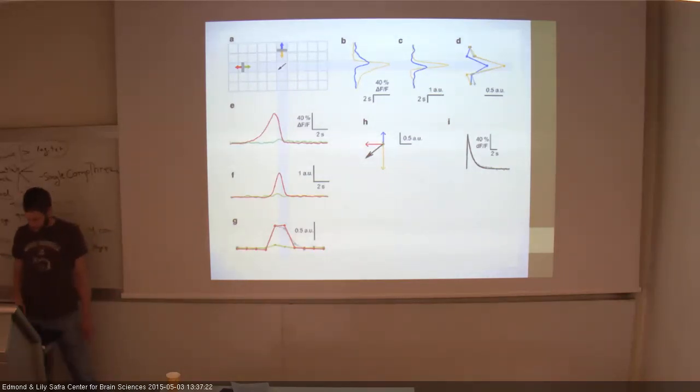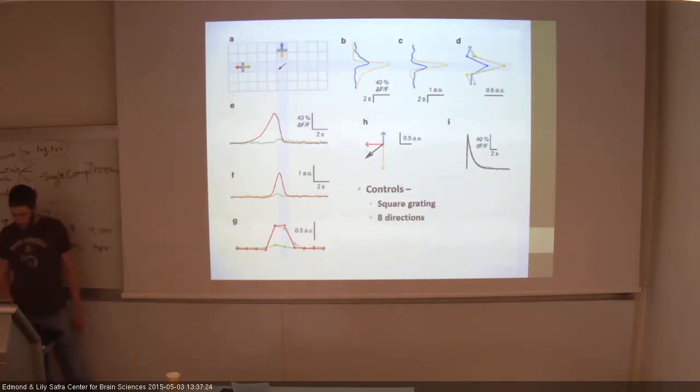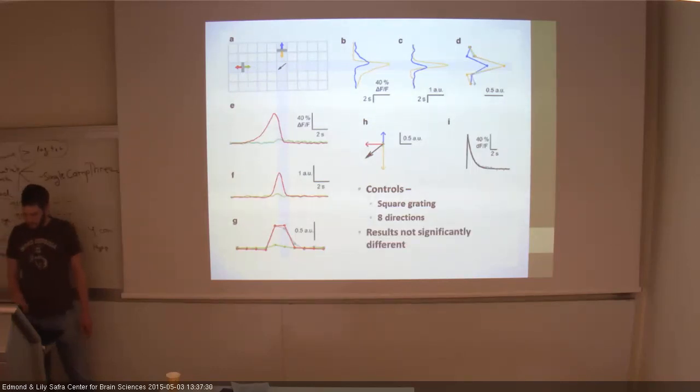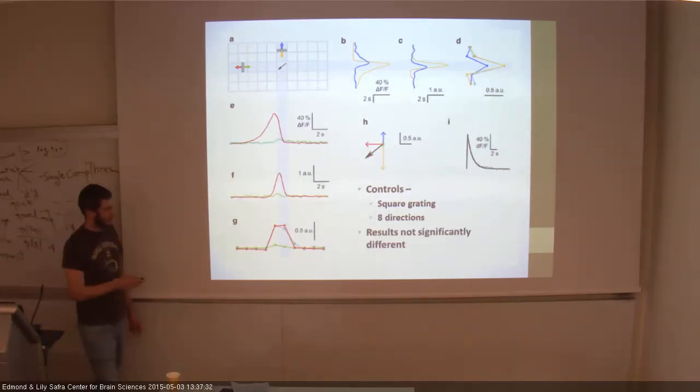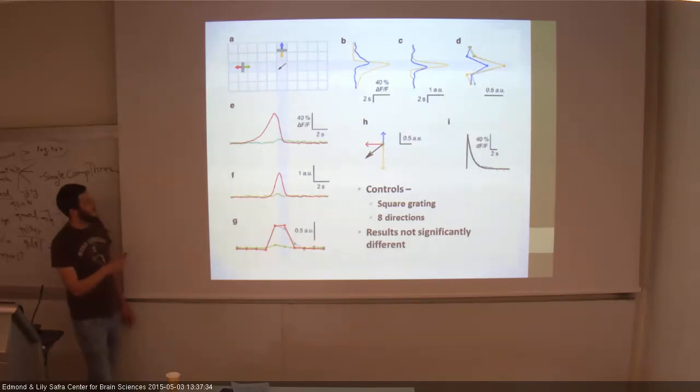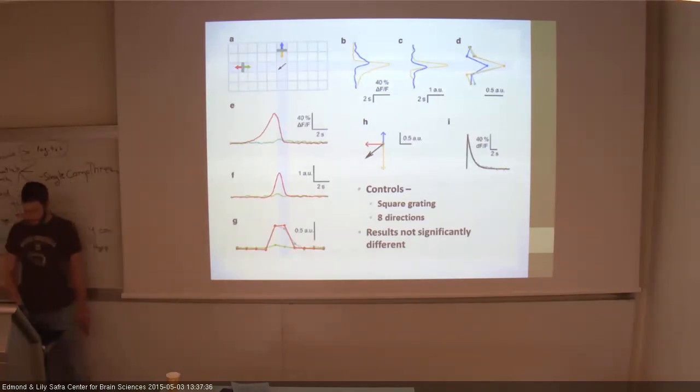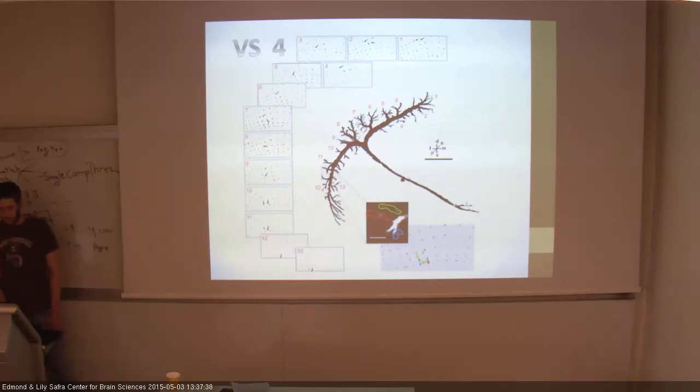Wow, 5 minutes. Okay, so they did some controls. They did square grating also in 8 directions, and the results are not significantly different. So if anyone is going to ask about the number of directions or the shape of the stimulus, they did a control for it.